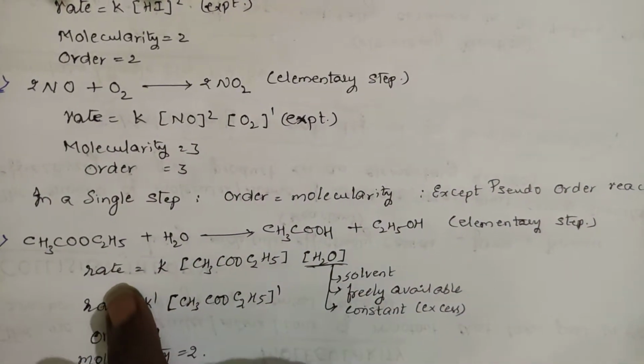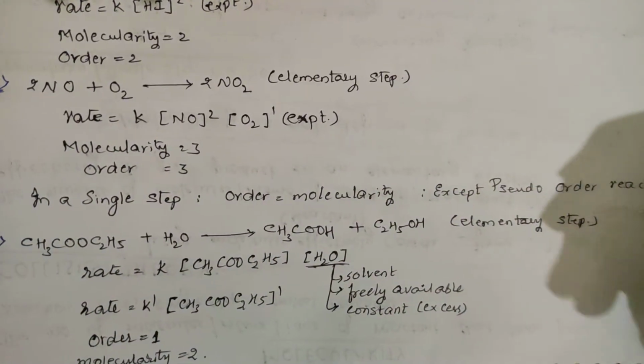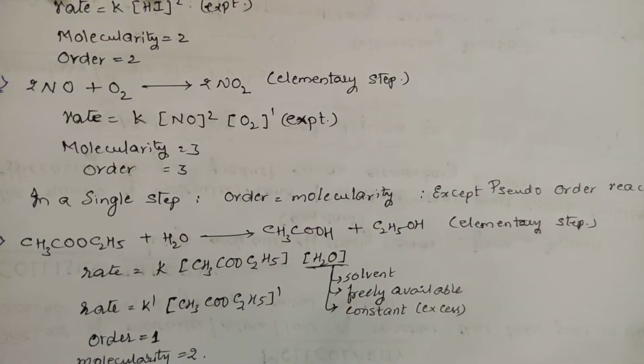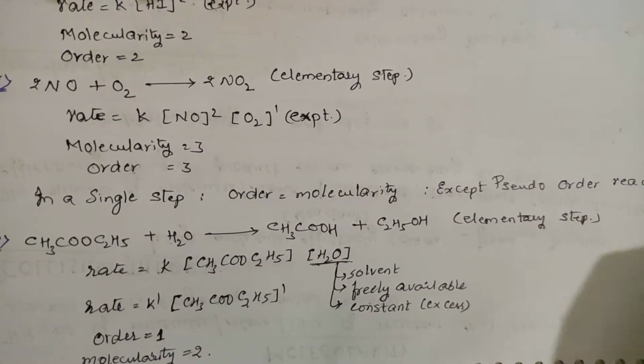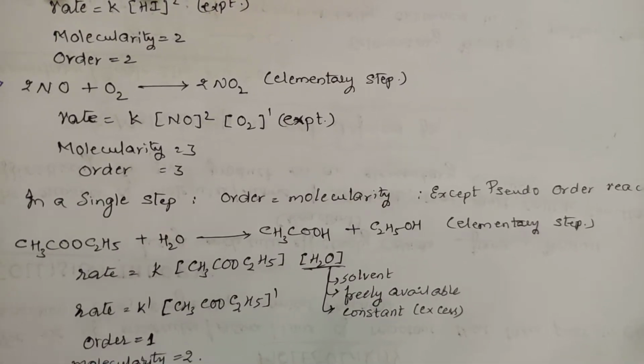That will not decide the rate because it is the medium where the reaction is occurring. Suppose a person is moving at 20 kilometers per hour on the road. Can you calculate the speed of the road? A person is moving at 20 kilometers per hour. Then what is the speed of the road?